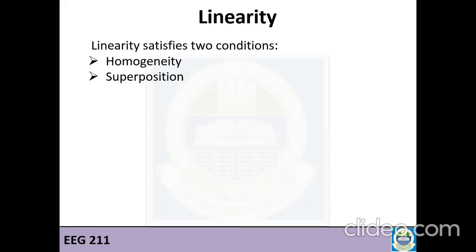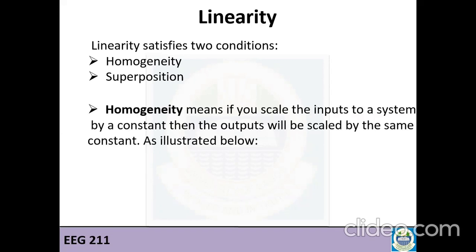Linearity, by definition, should satisfy two conditions, which are homogeneity and superposition. By homogeneity, it means that if you scale the input to a system by a constant, the output will be scaled by the same constant. For example, this is shown below.